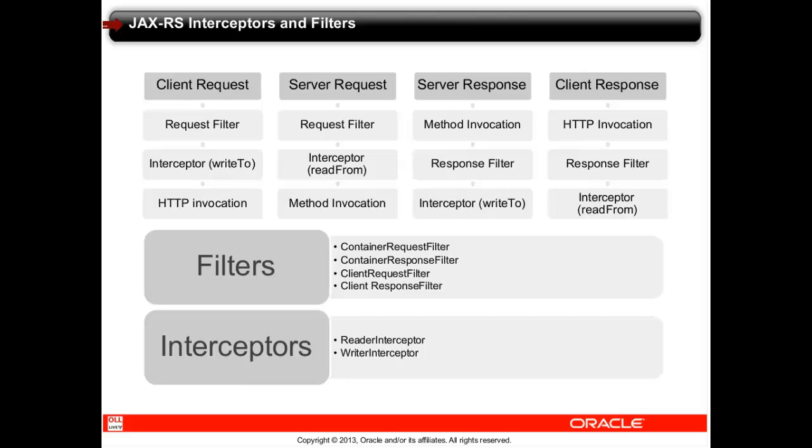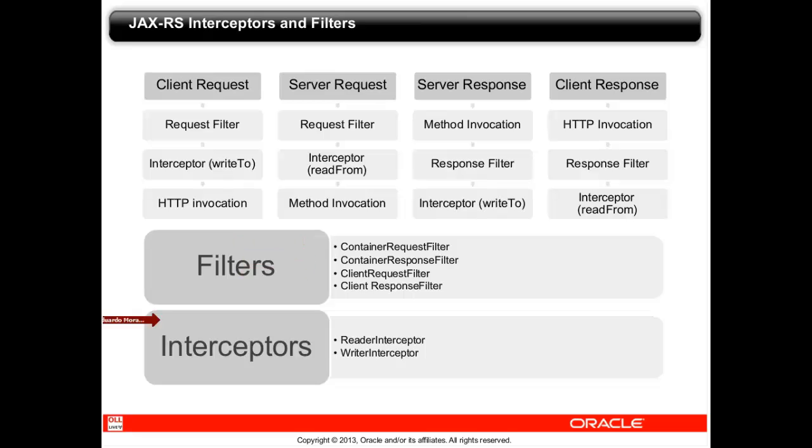And finally, the other feature that Jax-Rs 2.0 has is interceptors and filters. Interceptors and filters are created using Jax-Rs providers that implement specific interfaces. Filters are applied to the request and to the response, while interceptors are applied to the actual content of the request or the response. In this slide, you can see the execution order of interceptors and filters. So these are the 4 interfaces that you use for filters.